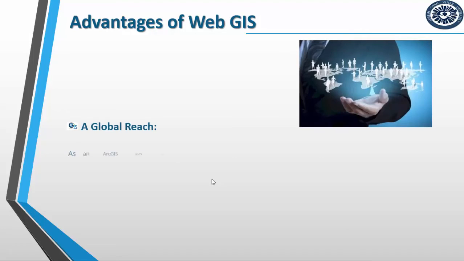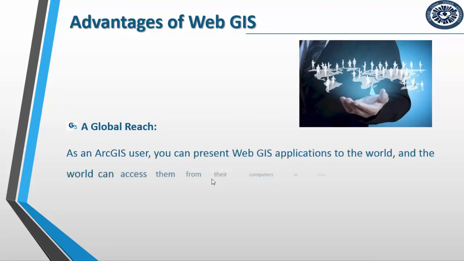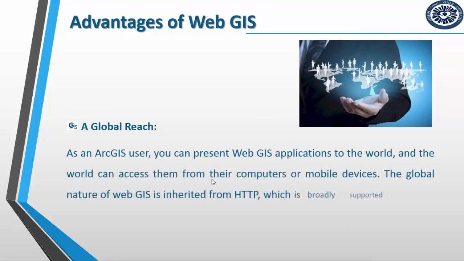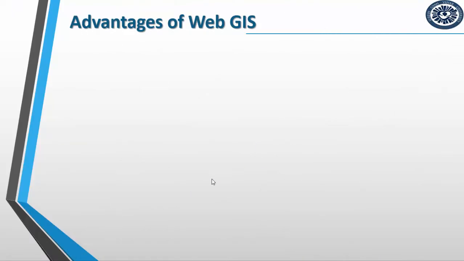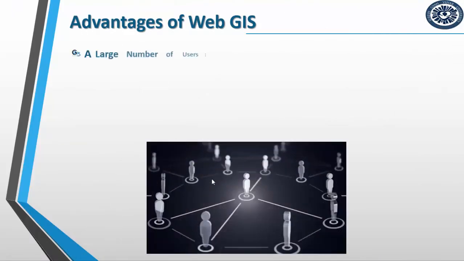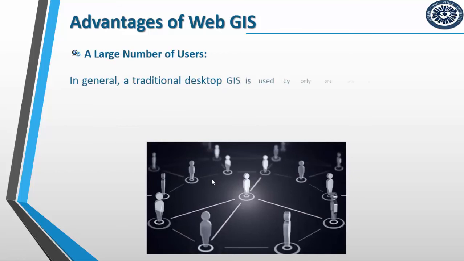A global reach. As an ArcGIS user, you can present WebGIS applications to the world, and the world can access them from their computers or mobile devices. The global nature of WebGIS is inherited from HTTP, which is broadly supported. A large number of users.